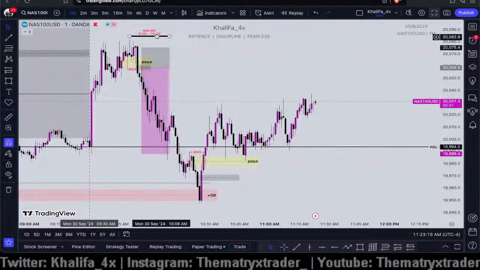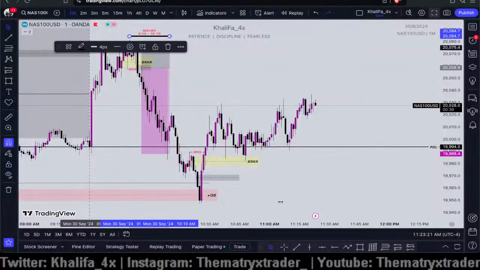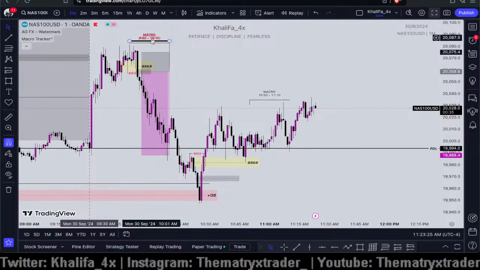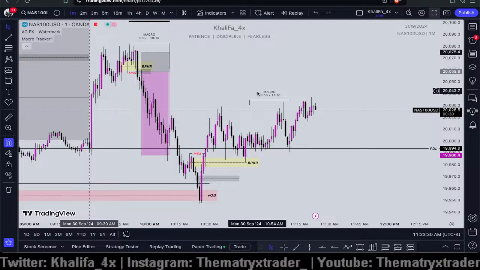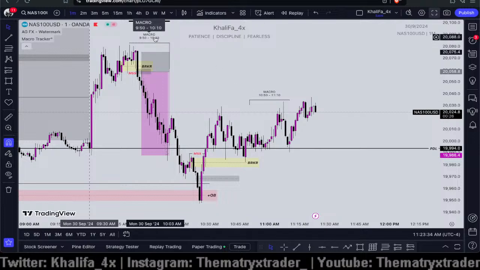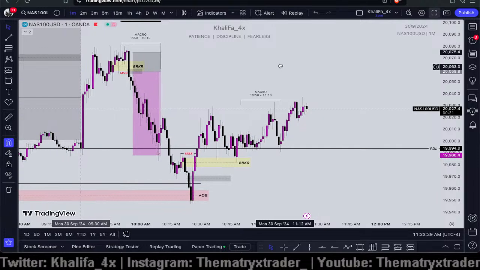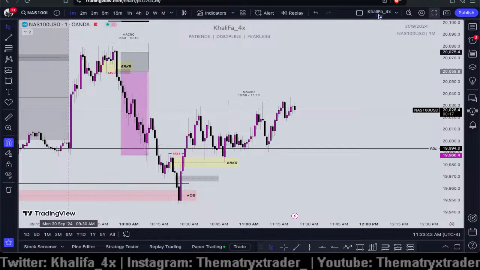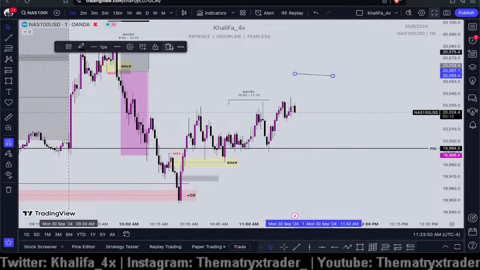Let me tell you, I marked out this, it's like the tool. Let me turn it on. I haven't turned it on. Okay, you see? Now you can see this is the indicator. 10:50, 11:10, 9:50, 10:10. Got it? I marked this macro manually from this tool.